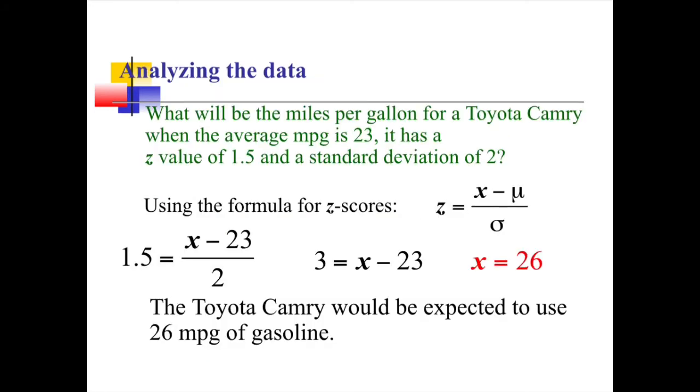All right, so the very first thing we would want to do is definitely write down our z-score formula. So we have that right here, and then we're going to put in our knowns into the formula. So this is a little different because it's giving us the z-score of 1.5, so we put that in place of z. x is what we're looking for, minus 23 over 5. When we solve it, we get x is equal to 26. So how does that translate? That translates to the Toyota Camry would be expected to use 26 miles per gallon of gasoline.